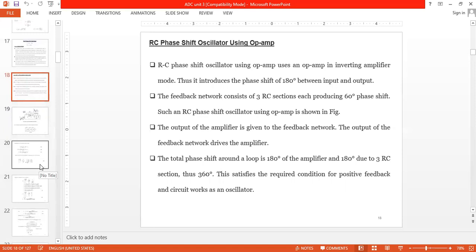The RC phase shift oscillator using an op-amp uses the op-amp in inverting mode. Thus, it introduces a phase shift of 180 degrees between the input and output. The feedback network consists of three RC sections, each producing 60 degrees. The output of the amplifier is given to the feedback network, and the output of the feedback network is given back to the amplifier. The total phase shift around the loop is the amplifier's 180 degrees plus the 180 degrees of the three RC sections, so that is 360 degrees. This satisfies the required condition for positive feedback, and the circuit works as an oscillator.